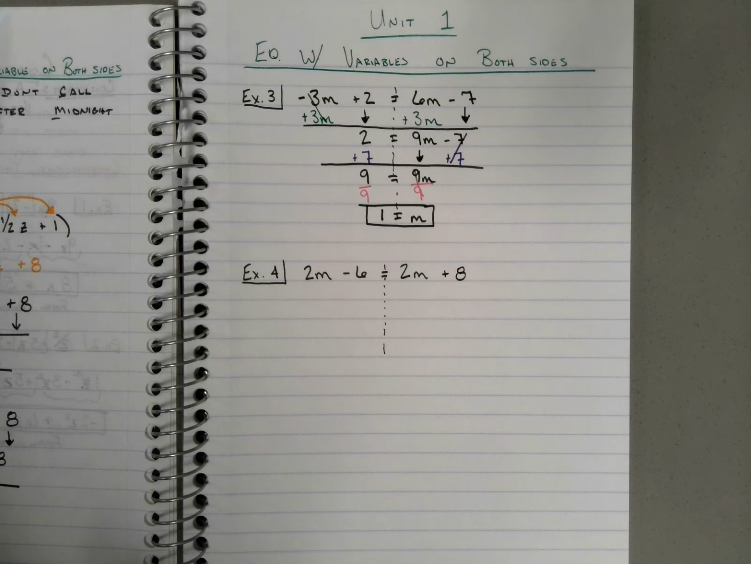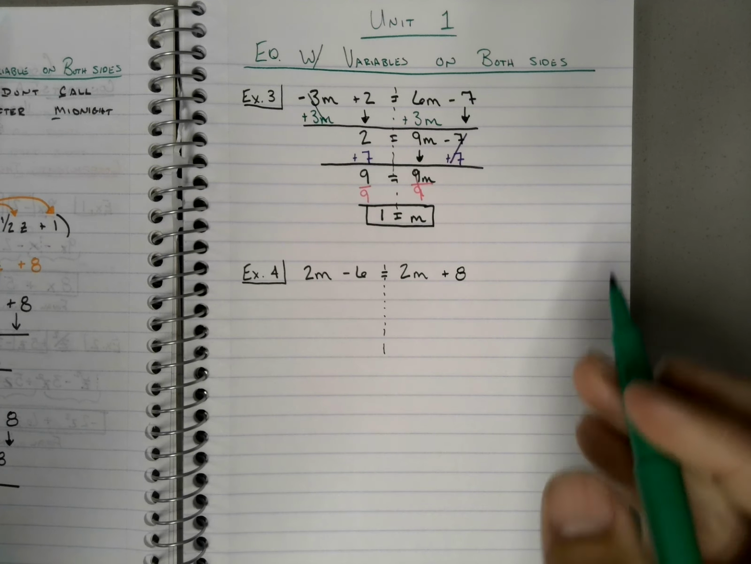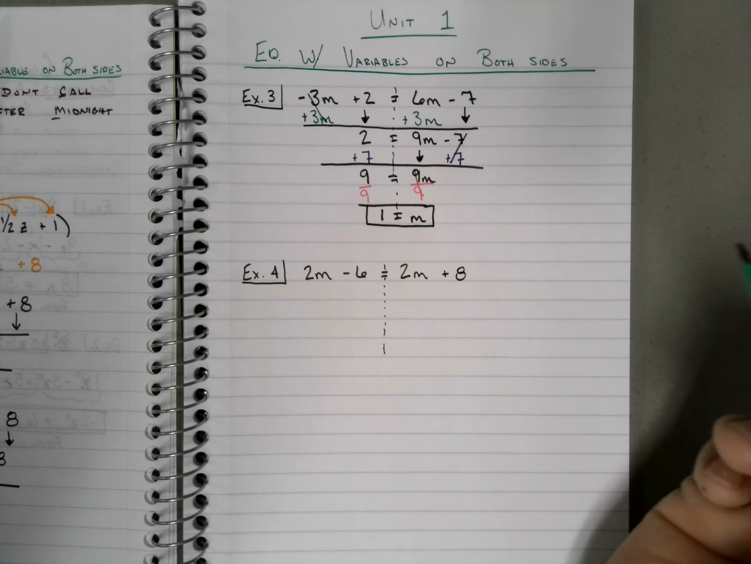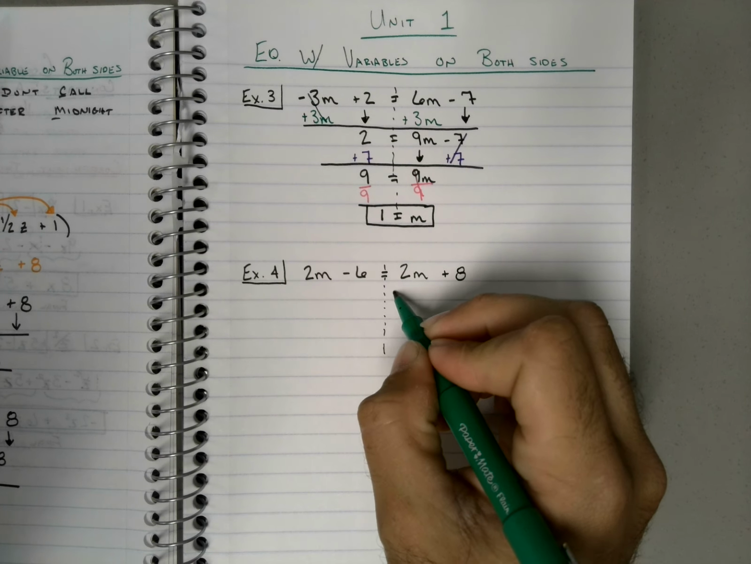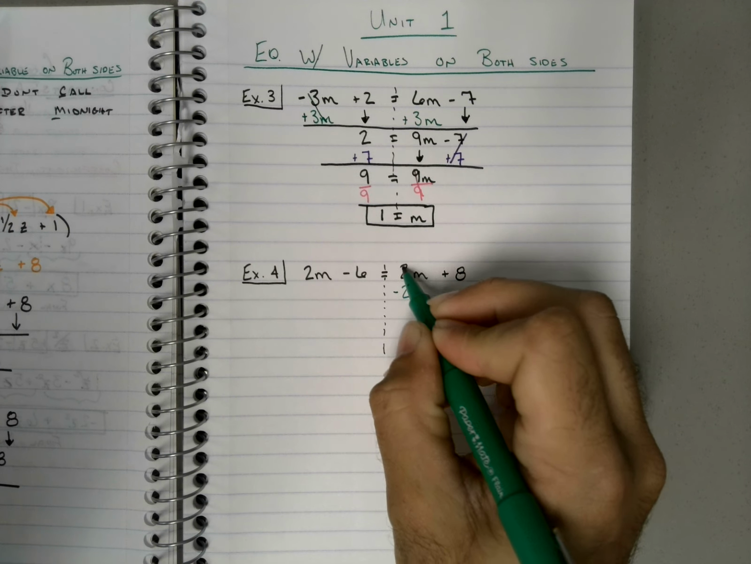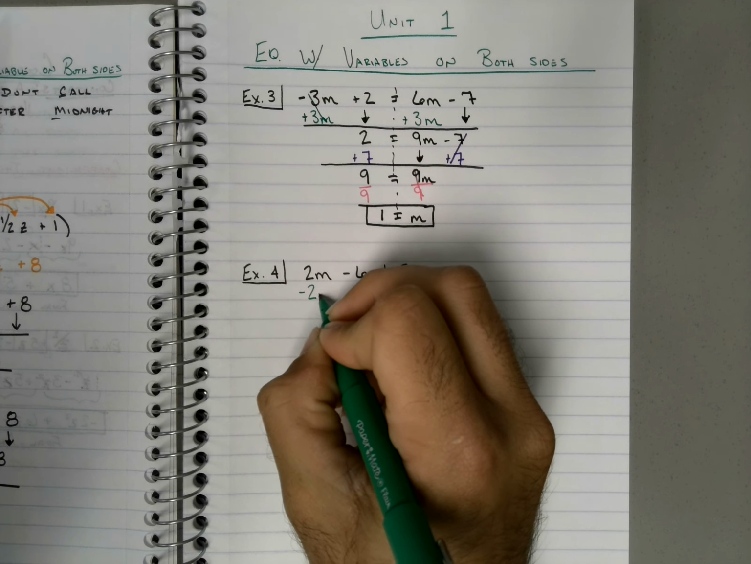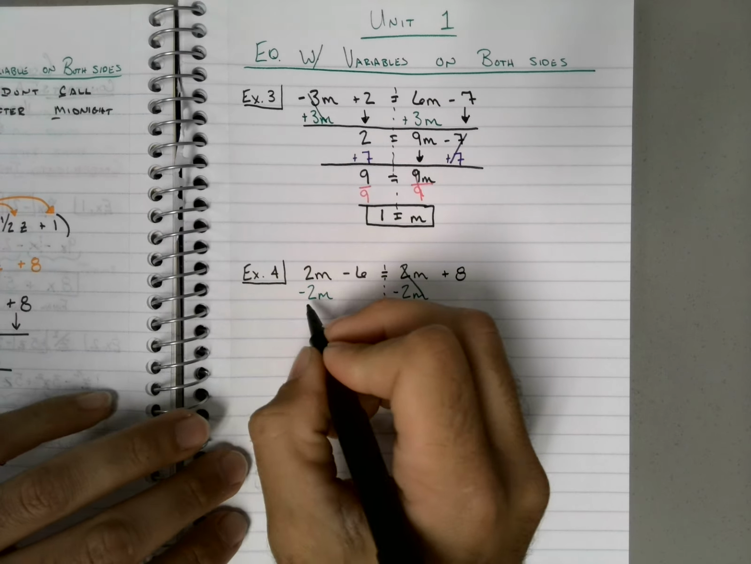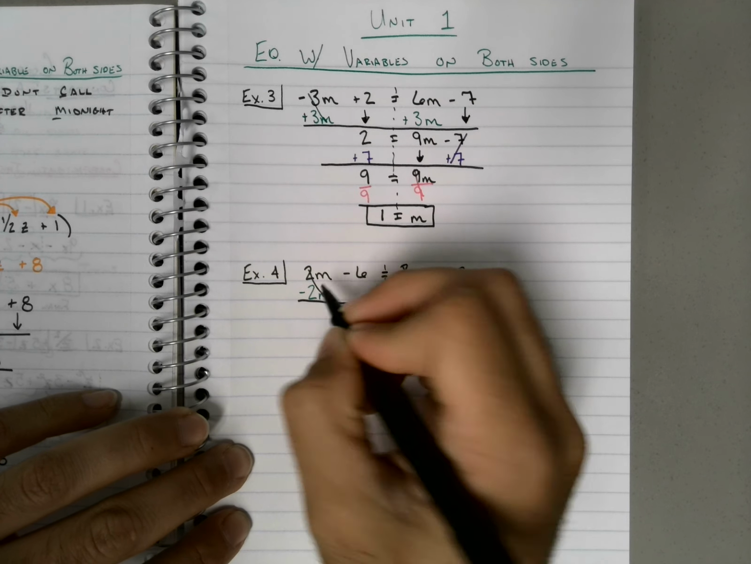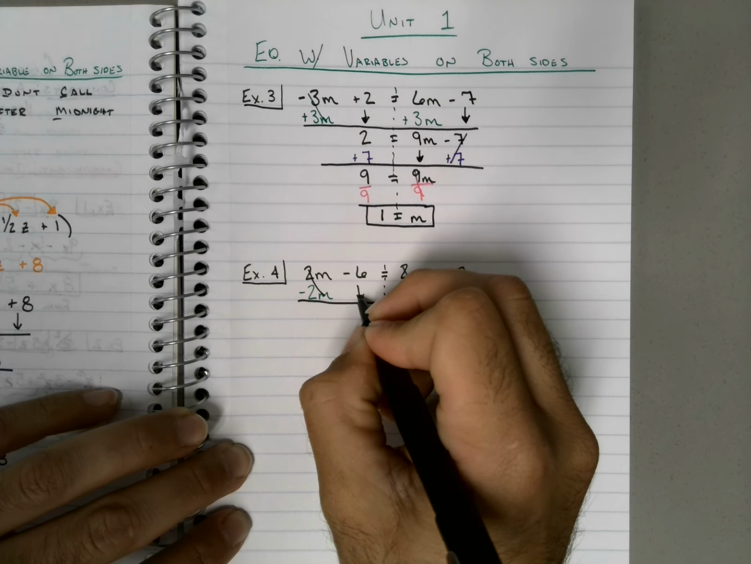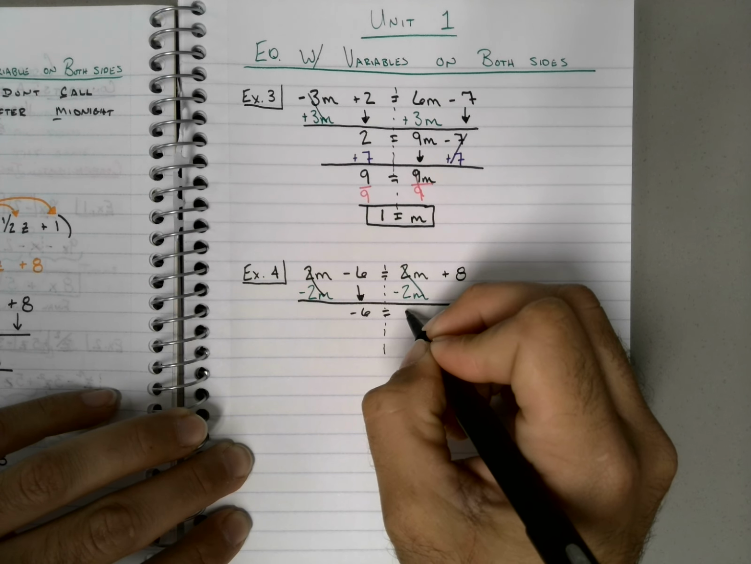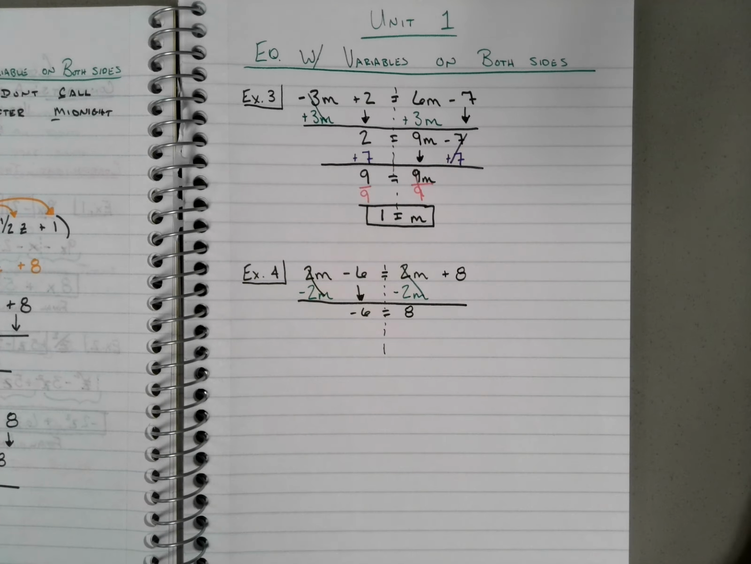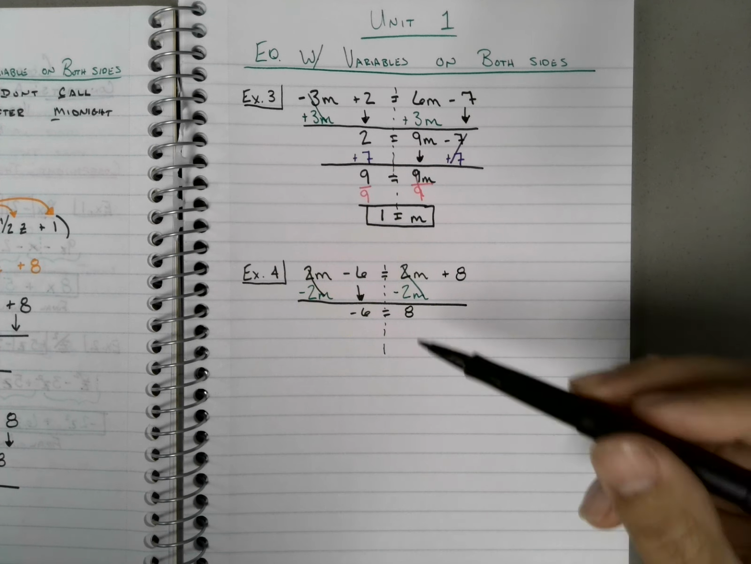So let's get down to business and let's move that variable. All right, so I'm going to move it to this side because I can keep it positive. All right, so the opposite of positive 2m is negative 2m. And what I do to one side, I do to the other. All right, so when I do that, 2m minus 2m, that's going to give me 0. So let's bring down my minus 6. Those cancel. Bring down my 8. I'm without a variable. Does negative 6 equal 8? Nope. So that should automatically tell us something.